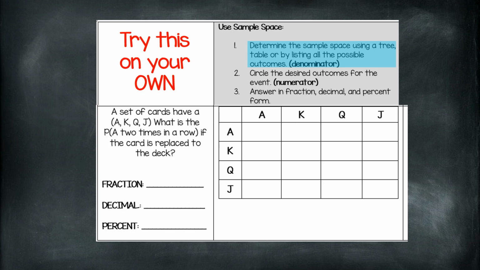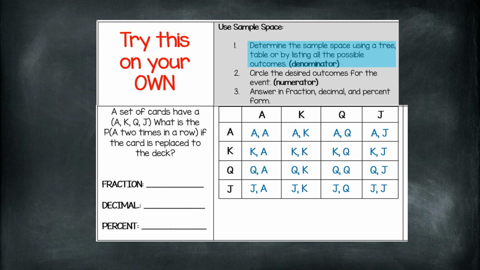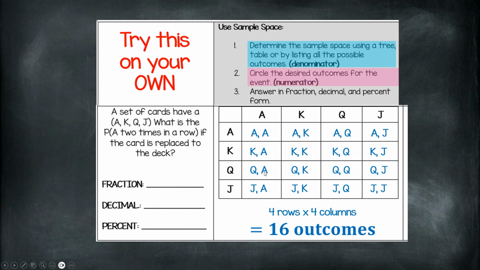All right, so here first we're going to determine our sample space using the table. Once I completed my table, I noticed that I had 4 rows and 4 columns. 4 times 4 is 16 possible outcomes. Or you can just count 1, 2, 3, 4, 5, 6, 7, 8, 9, 10, 11, 12, 13, 14, 15, 16.